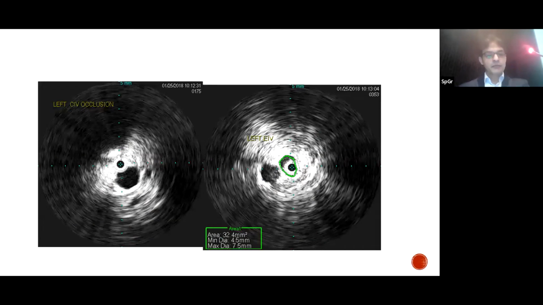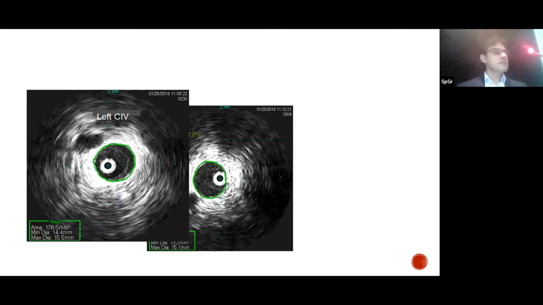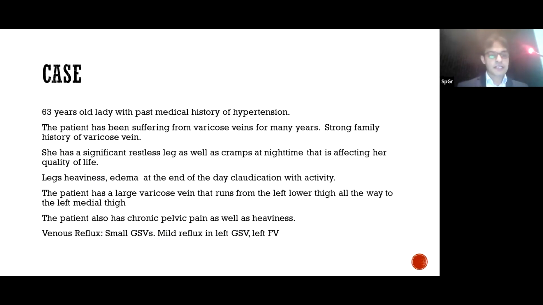This is the IVUS, complete occlusion of the veins here. This is post-intervention. This is the beauty of IVUS. You can actually use it for sizing. And this is another patient, 63 years old. She was my office manager. Again, severe pain affecting. She had large varicose vein.